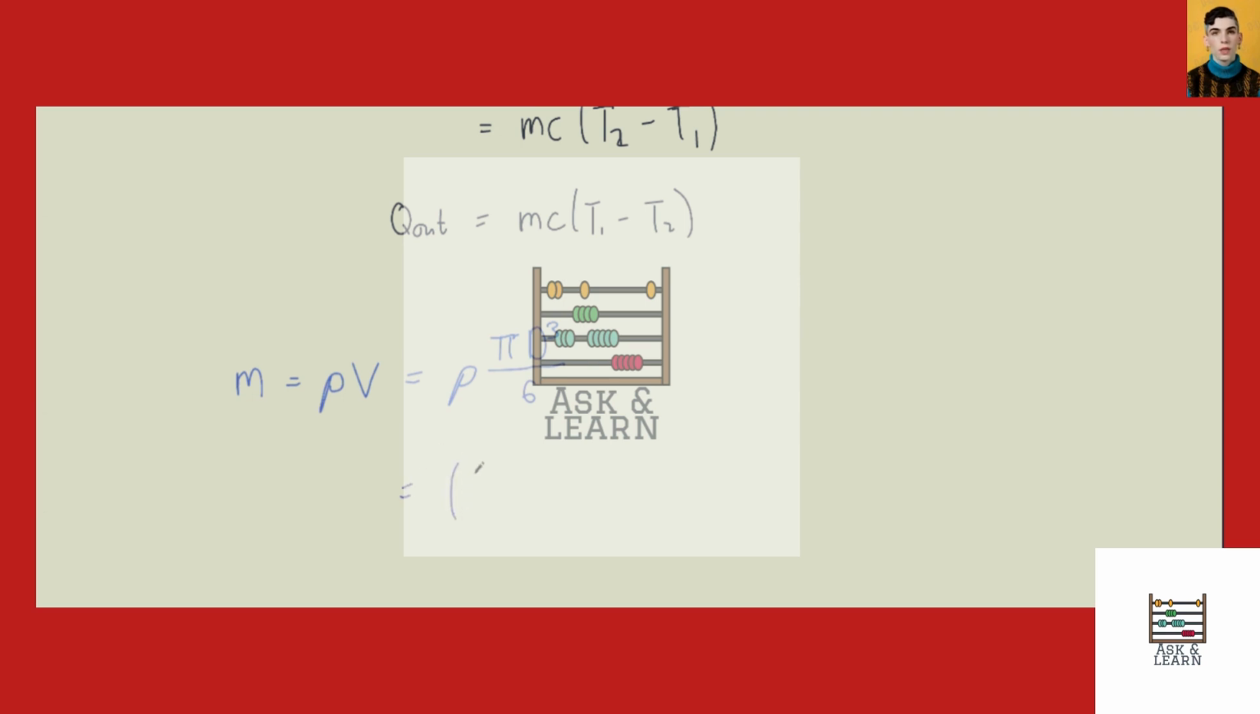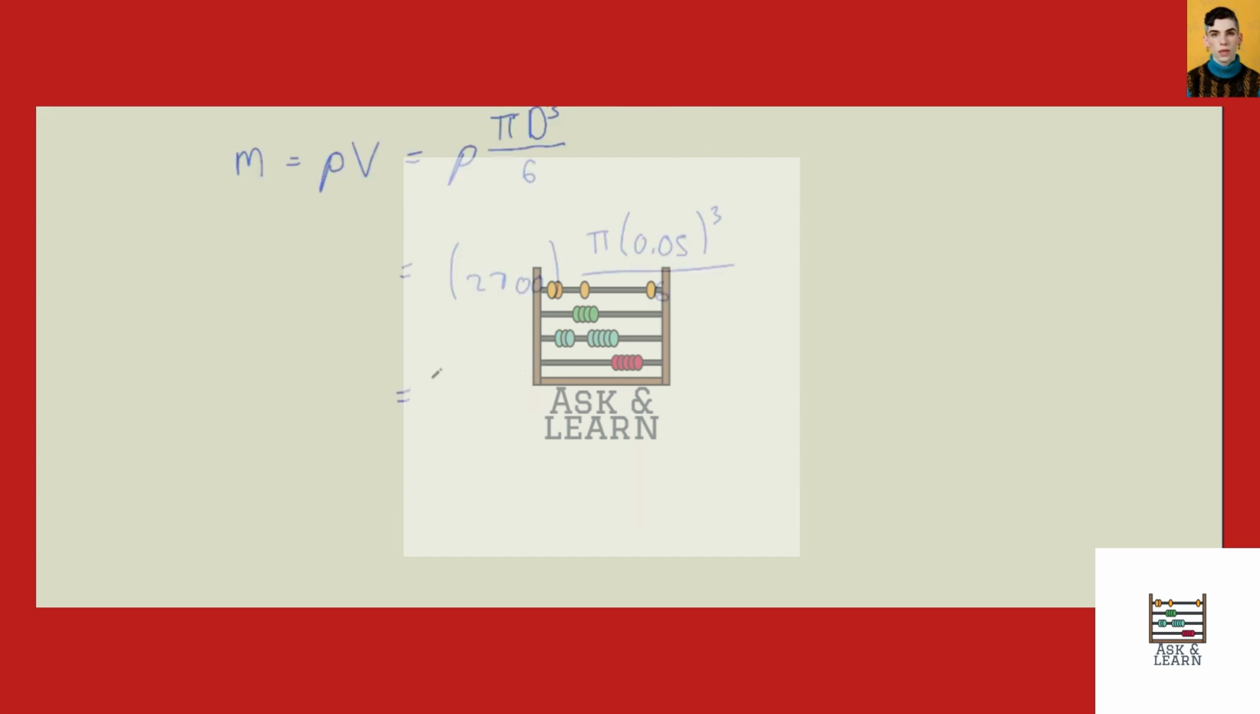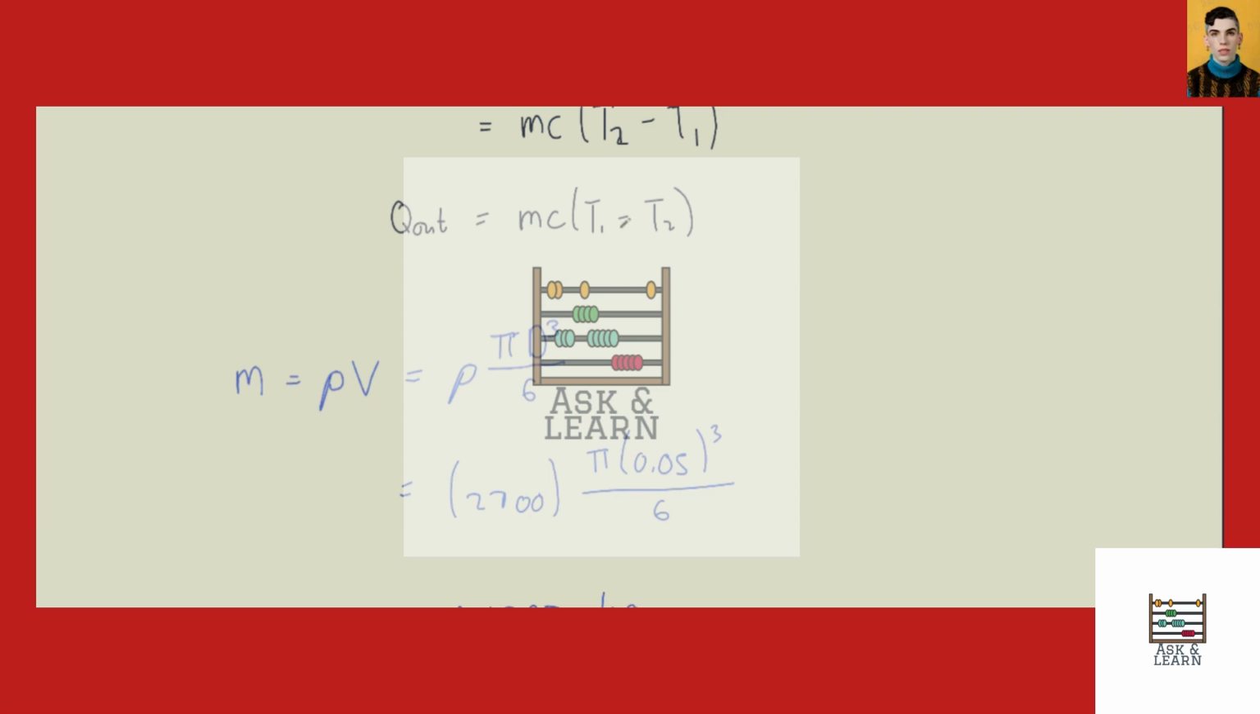So if we substitute them in, we get this to be 2,700 SI units, kg per cubic meter, times pi times diameter of 0.05 meters, and suppress the units here, and that's cubed, over 6. So we get a mass of a single ball to be 0.1767 kg. Now that we have the mass, we can put this mass back into our energy balance equation.